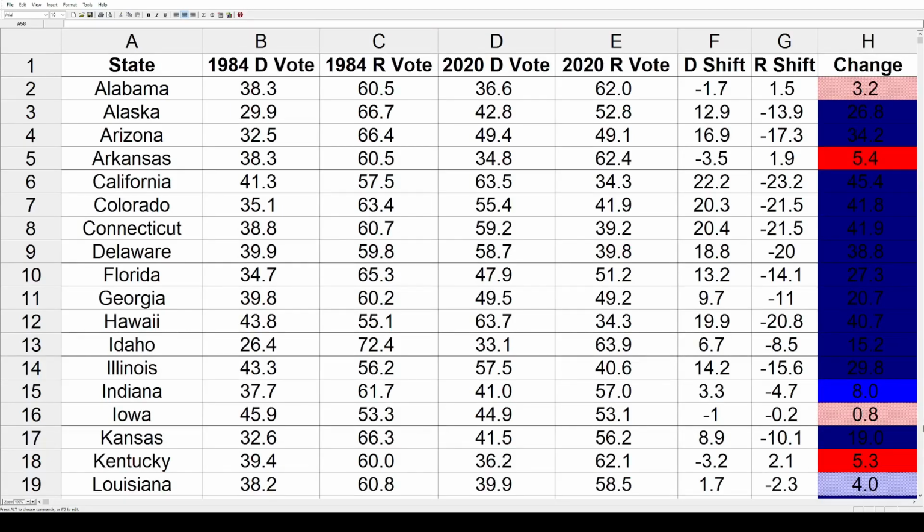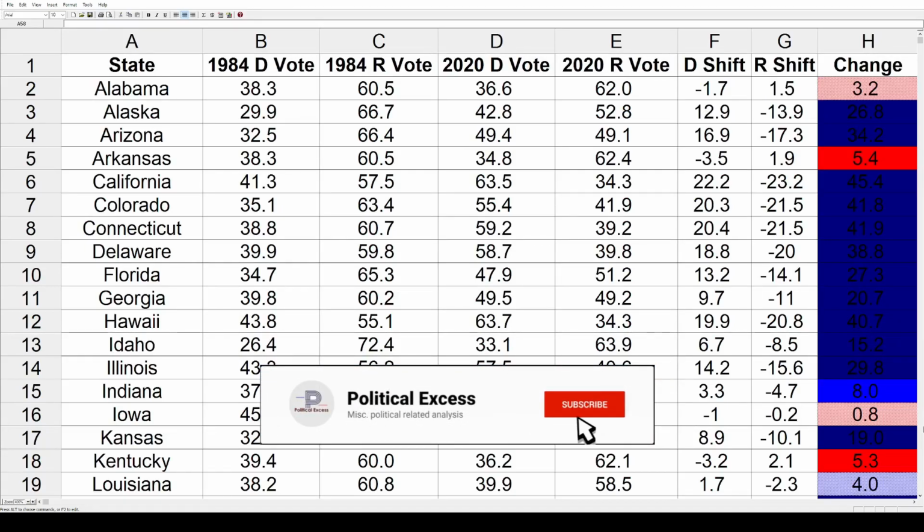Hello, everybody. If you ever wanted to know the presidential shifts between 1984 and 2020, that's what we're going to take a look at today. I've looked at plenty of other shifts, but today it's just going to be 84 to 20.